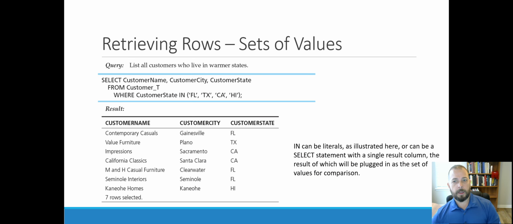This is another example of this. We want to return the customer name, city, and state from our customer table, where our customer state includes Florida, Texas, California, Hawaii, all right? Here we see returning all of these rows that meet these specific conditions, all right, which include.